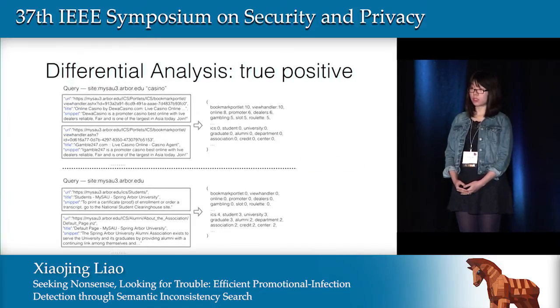But the true positive is quite different. When you search casino on the University of Arbor, the terms of the search results are gambling, slot machine, etc., which is quite different from the original site's terms of students, educations, graduations. So the cosine distance is large. In this way, we suppress false positives with the large cosine distance.